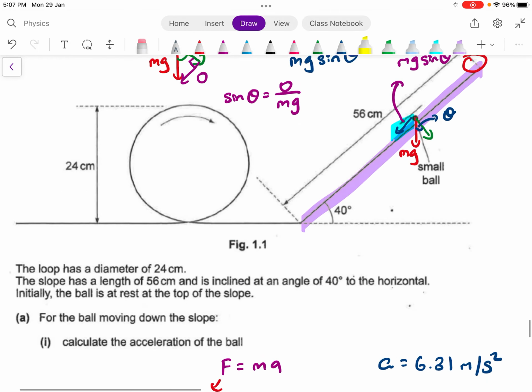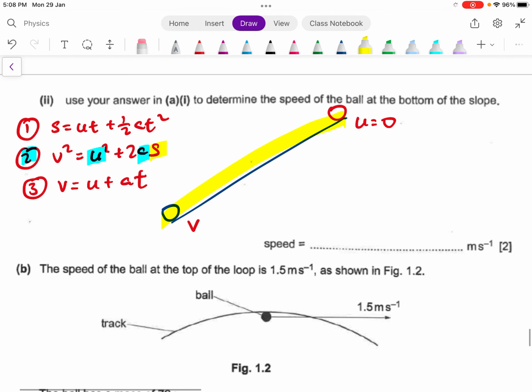So the length of the slope is roughly 56 centimeter. So this is 56 centimeter or 0.56 meter. So based on this, I can choose that my second equation of motion will be the formula that I use in order to solve this question. So v square equal to u square plus 2as.